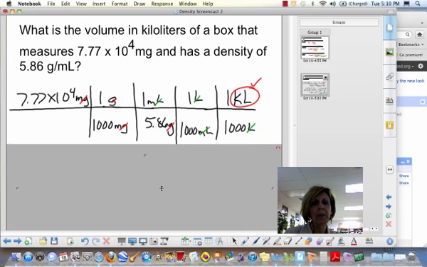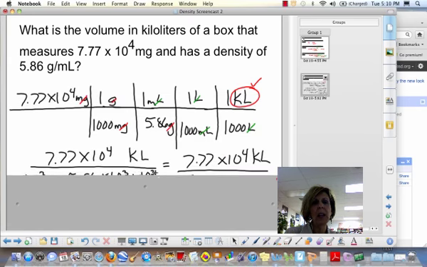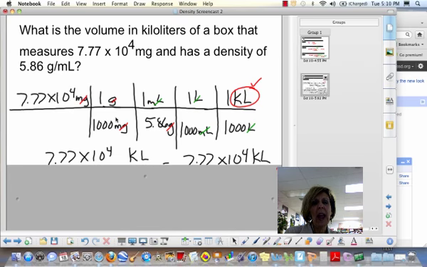What I'm going to do is take the mass and convert it to grams. Now here's the key step. Here's my density. I had to flip it. Do you see I had to flip the density? So the grams is on the bottom with the 5.86 and the 1 milliliter at the top. This is so I can cancel out my grams.